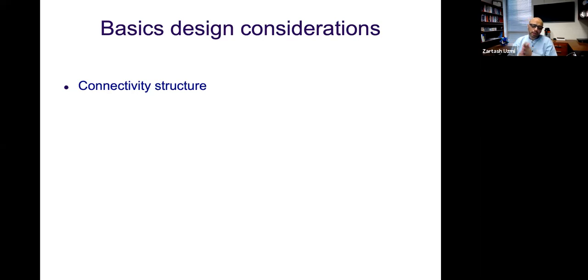We will talk in a lot more detail about what path will be taken by a packet and how that path will be determined as we progress in the course. But at this moment, we have to understand that connectivity structure is extremely important for the internet to function. The other thing which is important is addressing.